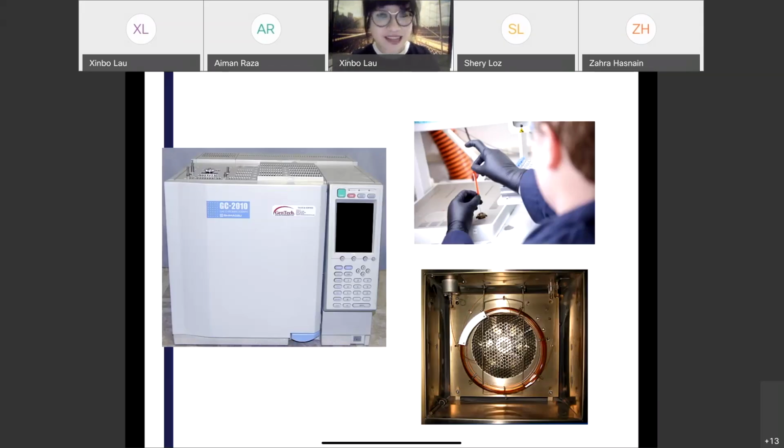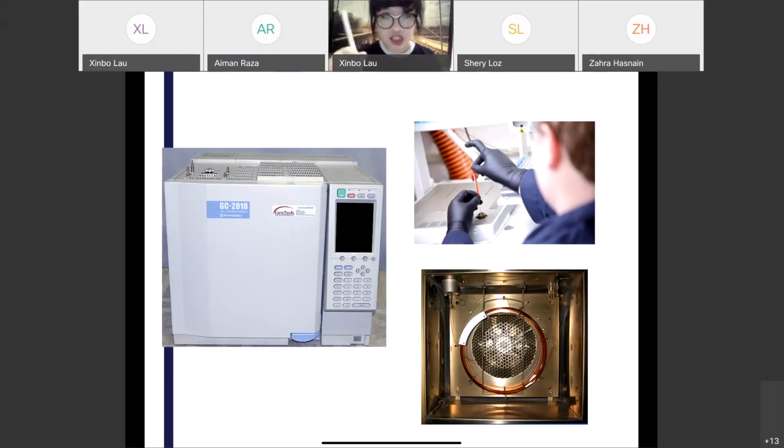Anyway, that's GC, but of course this one is not portable. It's a huge one. And in our department we also have GC, in the analytical lab as well, and we actually did a demo for the experiment as well. So, how GC works.